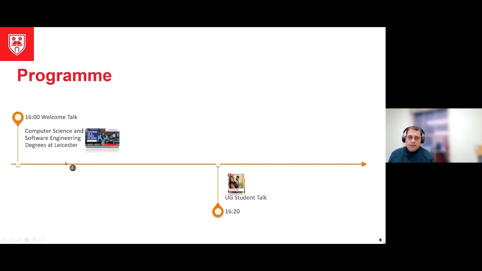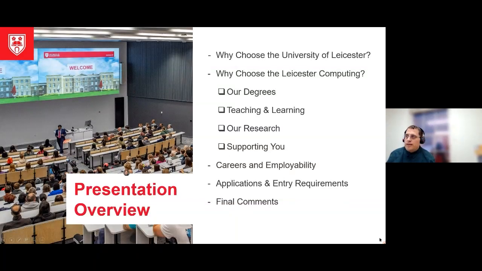But how will the talk be structured? Here's a brief presentation overview of what I'm going to cover. First of all, I'll address the question, why should you choose the University of Leicester for your degree? And at the University of Leicester, why should you choose computing there? To do that, I'm going to talk about the different degrees we have, what innovation we introduce in teaching and learning, how our research informs your learning, and how we are going to support you if you become a student here in Leicester. And that will then lead to topics like careers and employability of our graduates.